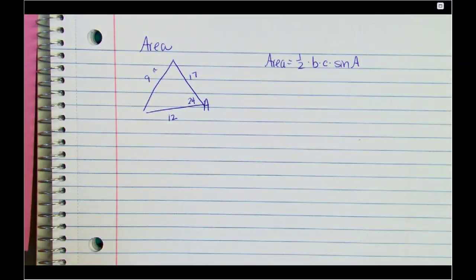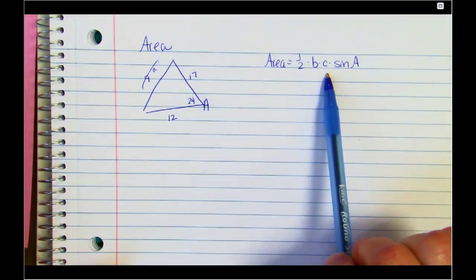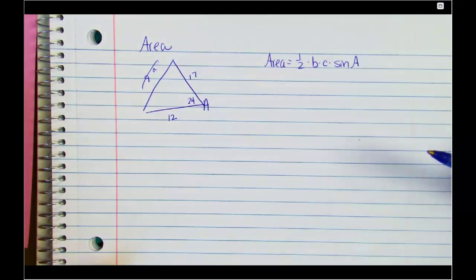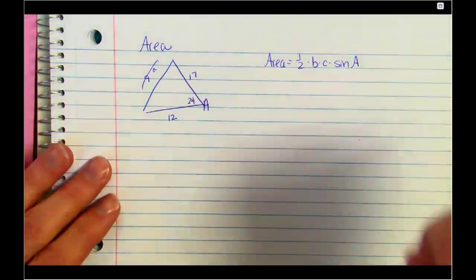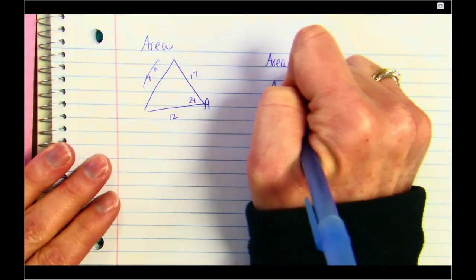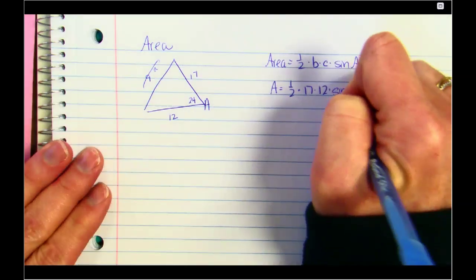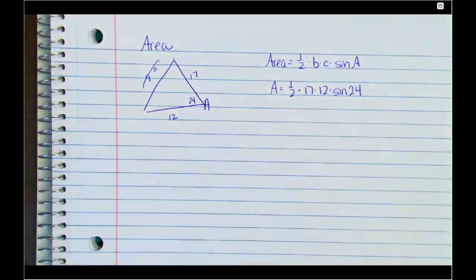I don't need it. Now, some people don't like this, but it's true. Does it matter which one is B or C? Why not? Because they're just going to be multiplied together. The order that I do them doesn't matter, 12 times 17 is 17 times 12. So to find the area, you literally are going to do 1/2 times 12 times 17, in whatever order, times the sine of the angle. All in your calculator at the same time, and you're done.